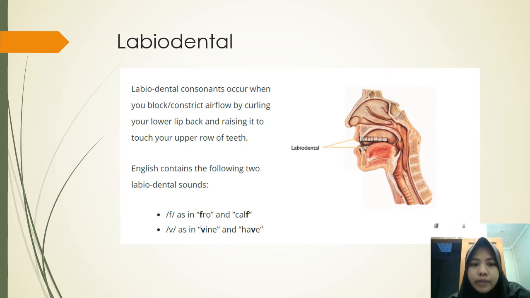The second one is labiodental. Labiodental consonants occur when you block airflow by curling your lower lip back, the back part of your lower lip, and raising it to touch your upper row teeth. Let's practice producing the sound of f, f, v, v. There you can feel that you meet the back part of your lip with your upper teeth.